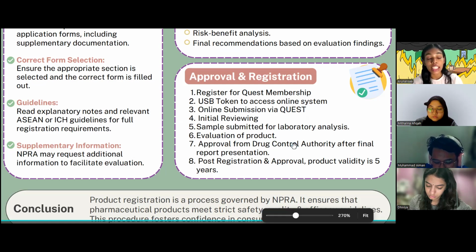So in conclusion, the product registration process is a very intricate process which was structured by the National Pharmaceutical Regulatory Agency. This is to ensure that all the pharmaceutical products meet the strict safety guidelines so that it is safe for the consumers. The main goal for this process is to ensure safety and efficacy in all products that are being marketed to consumers. And by complying to these strict guidelines, it fosters confidence in the consumers and general public when they are purchasing pharmaceutical products. So that is all from our group.